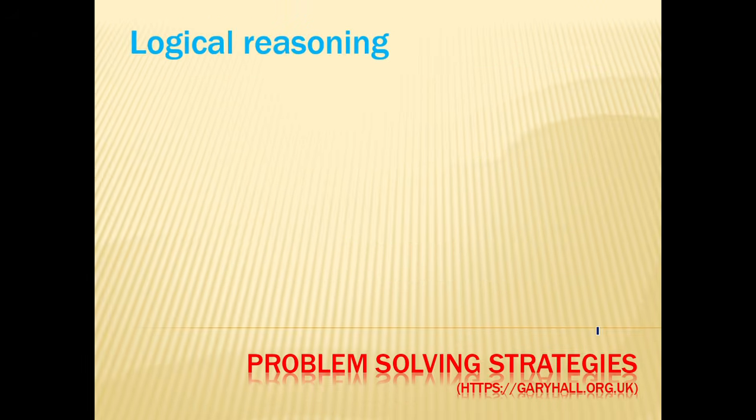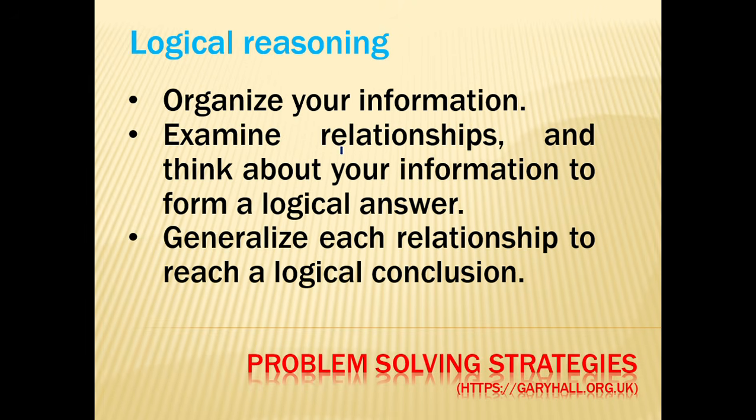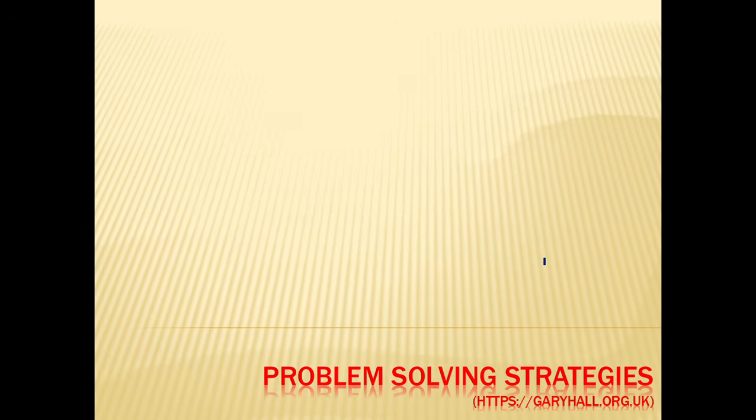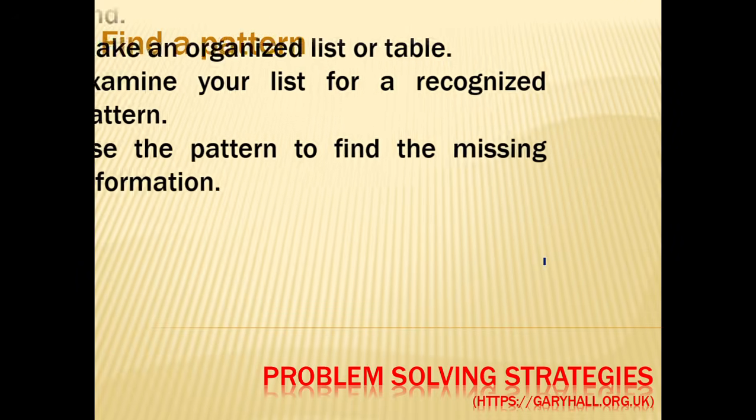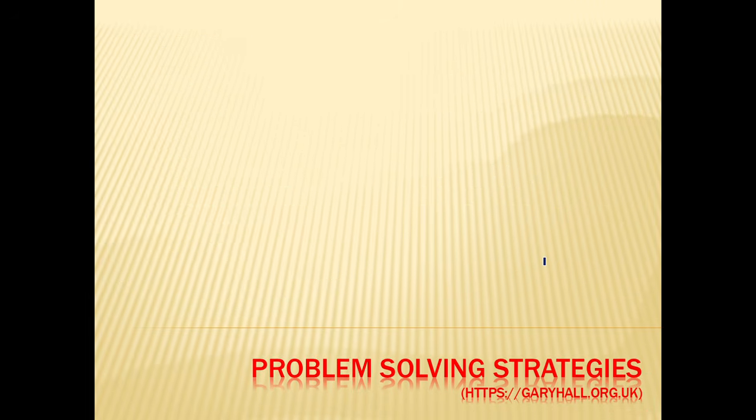So we have logical reasoning, remember? Organize your information, examine relationships, and think about your answer to form a logical answer. And then generalize each relationship to reach a logical conclusion. So find a pattern. List the information you know and identify the information you need to find. Make an organized list or table. Examine your list for a recognized pattern. Use the pattern to find the missing information.